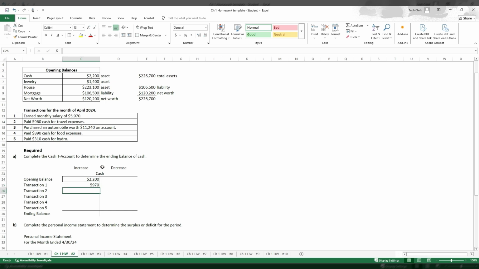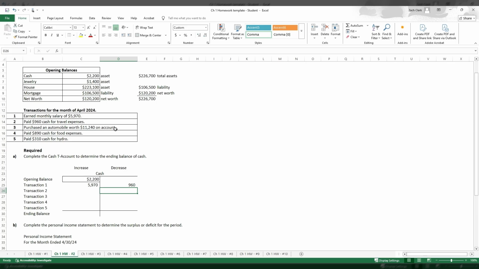Transaction number 2, we paid $960 for travel expenses. And I'm going to do one little thing here. You'll see me, if you want to do this as well. I'm going to format these using this little comma up on your Excel bar up here, and that puts it in the accounting format. We don't care about the decimal places, so then I'm going to click those two, but that will give us commas and make our numbers look a little more clean. Okay, so with that said, we paid $960 for travel expenses, so we're paying the cash now, so we're going to put it on the decrease side.